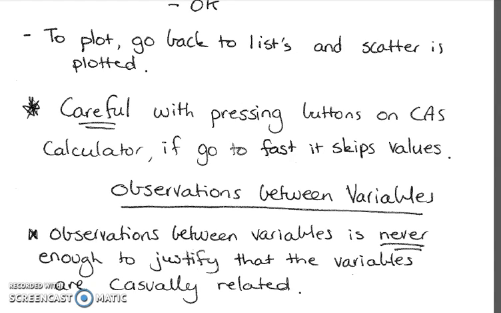Careful when you're putting all your information on your CAS calculator. It works very, very slow. It's got a slow memory. So if you're typing in really quickly, it actually sometimes misses numbers. So instead of putting 15, you press 1, 5, enter really quickly, it might only recognize that you've pressed 1 and enter. And that is enough just to stuff your data up and get a wrong R or R squared value at the end. So be very, very careful. Take your time. Check the information is going in.